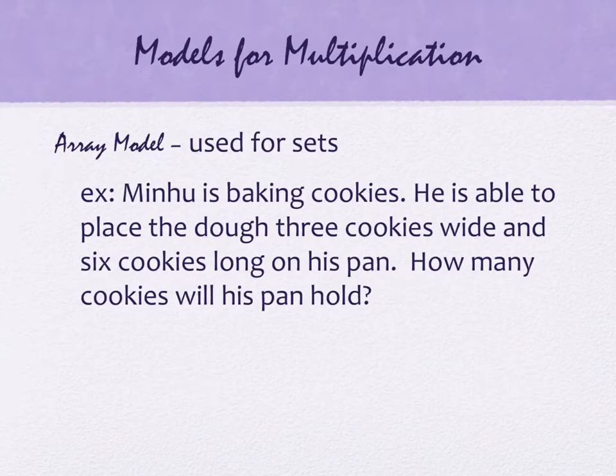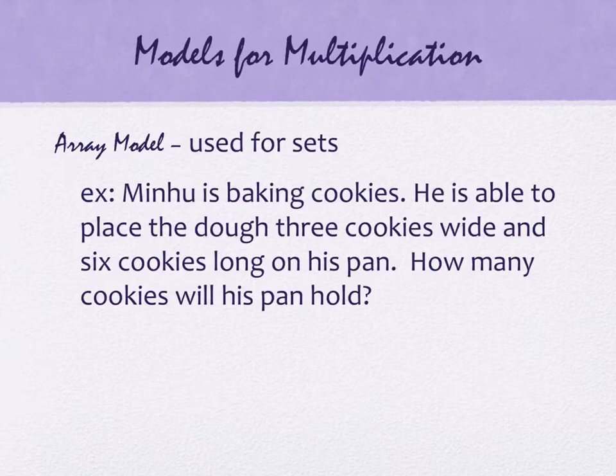The second model is an array model. So an array model is used for sets, whereas you'll see in a moment we're going to use an area model, very similar, but for measurement. Minhu is baking cookies. He's able to place the dough 3 cookies wide and 6 cookies long in his pan. How many cookies will his pan hold?